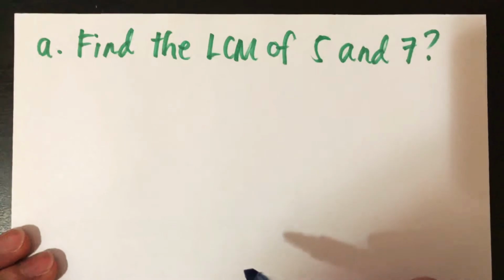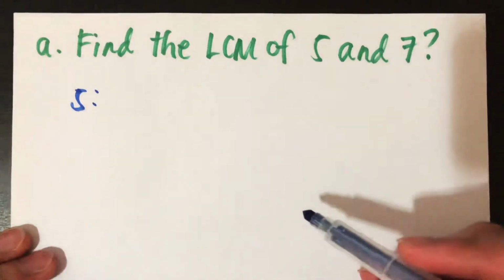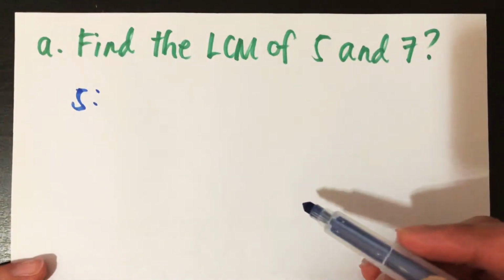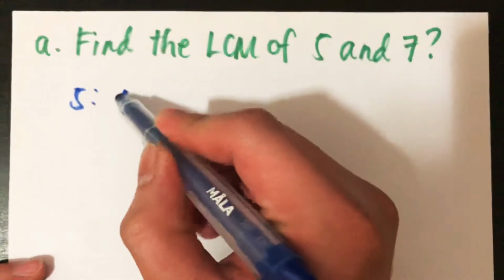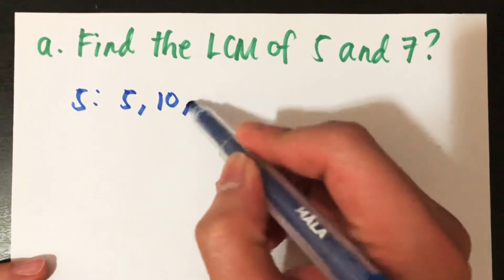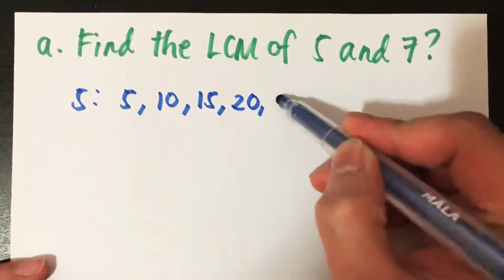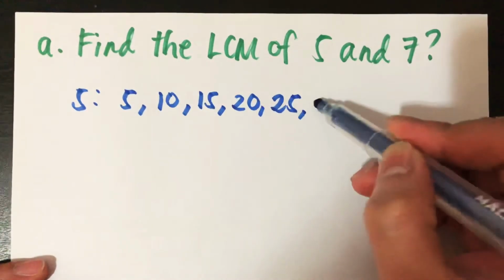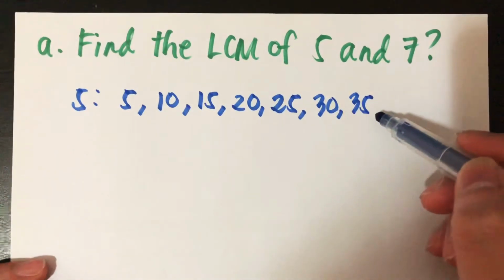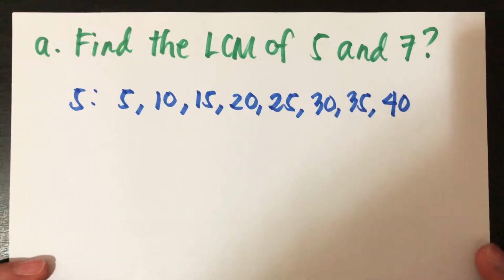So first, let's start with 5, and we will list down all the multiples of this, okay? So let's start first with 5 times 1, which is 5. 5 times 2 is 10. 5 times 3 is 15. Then we have 20, 25, 30, 35, 40, etc. and so on, okay?